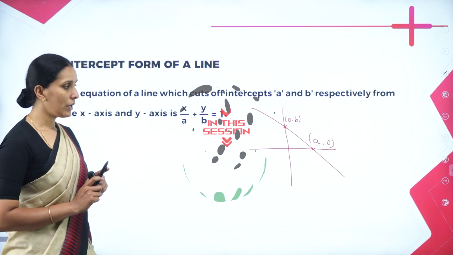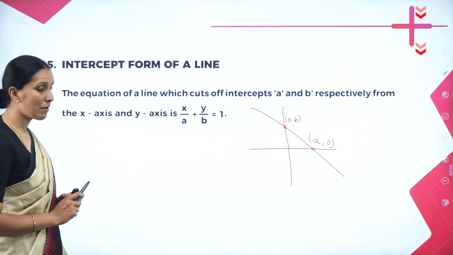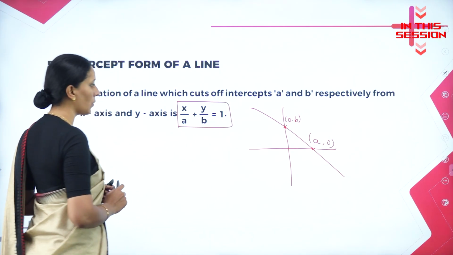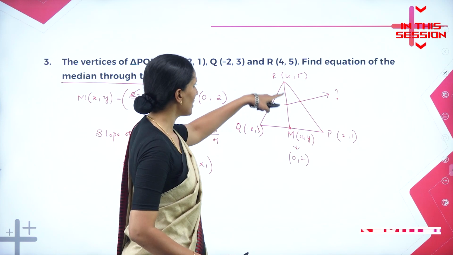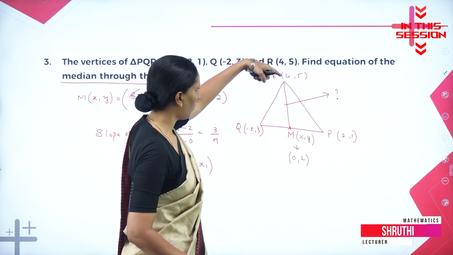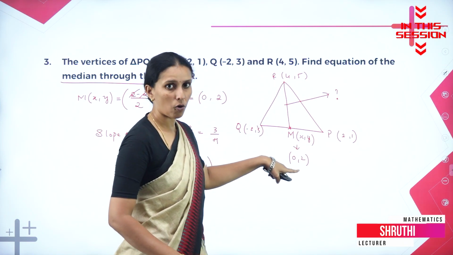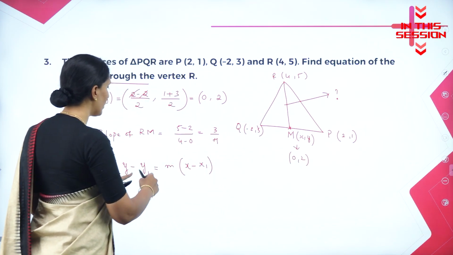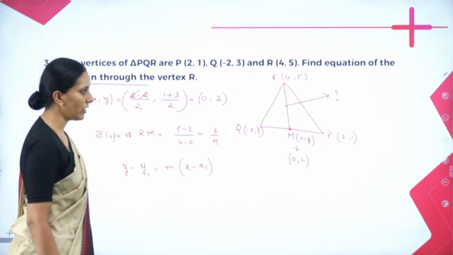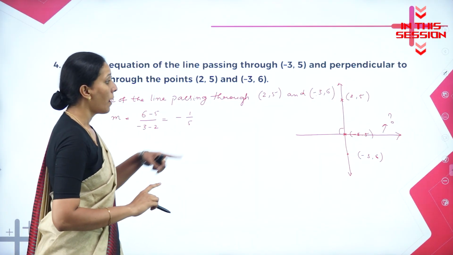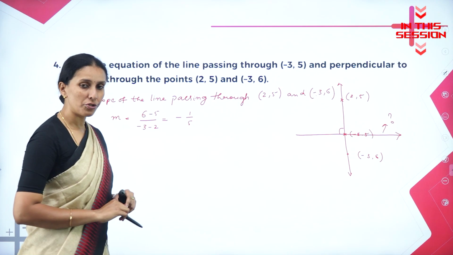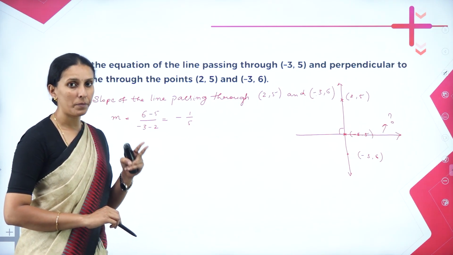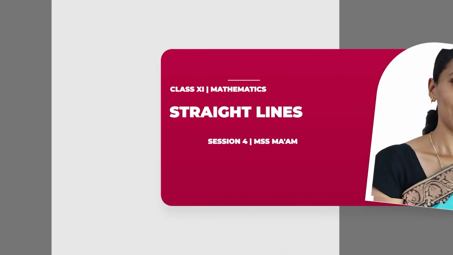The intercepts are given, the equation of a line can be written in the form of x by a plus y by b is equal to 1. The line is passing through 2 points. One point is (4, 5) and the other point is (0, 2). That means we can take any point as (x1, y1). Our required line is perpendicular to this line, which means if two lines are perpendicular, the product of their slopes is equal to -1.